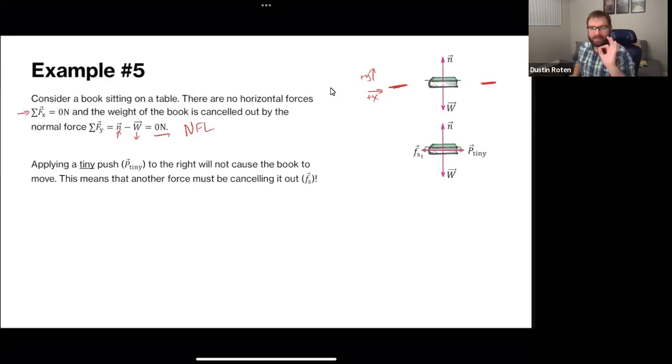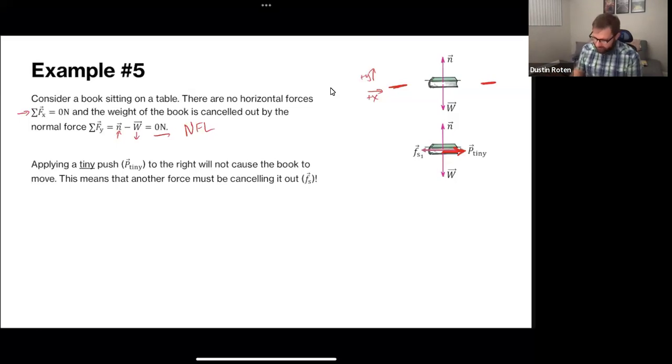But what if I apply a tiny push to the right of this book? I'm going to come in here and push this book to the right, and that's just going to be a tiny force vector. Now, I can take this big book and push just a little bit, and it's not sliding across my hand, right? If I push it really hard, it will. But just applying a little push is not going to do anything. That's because there's friction between this book and my hand.